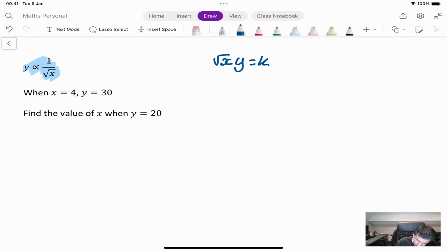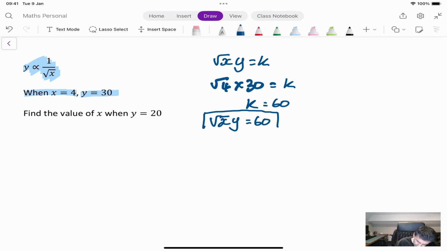So we're going to use the information that we're given. When x is equal to 4, y is equal to 30. So I'm going to substitute that in here. That's going to give me the square root of 4 times 30 is equal to k. And I know that the square root of 4 is 2. 2 times 30 is going to give me 60. So k must be equal to 60. That means the square root of x times y must be equal to, instead of k, I can now say 60. So that's the equation that I need to work this out.